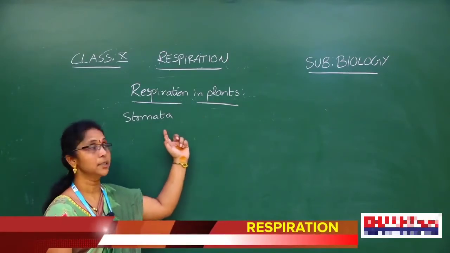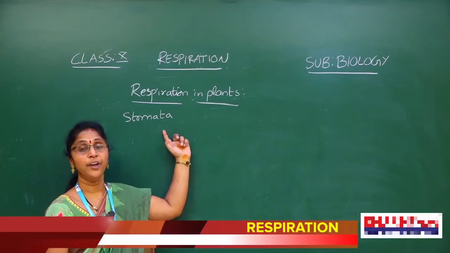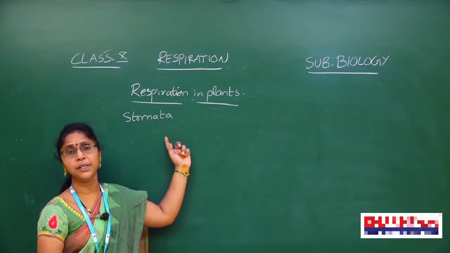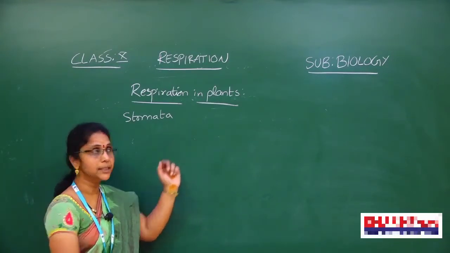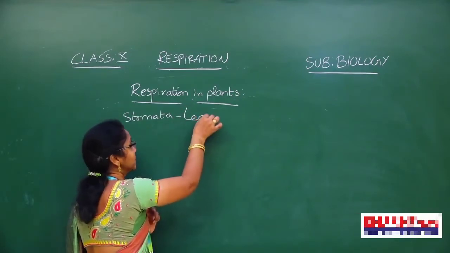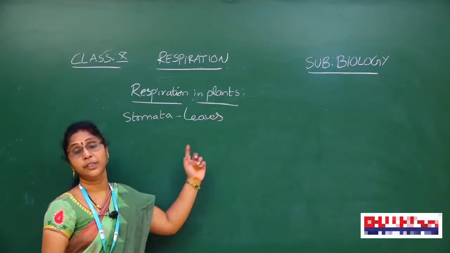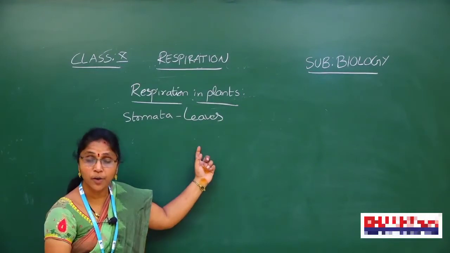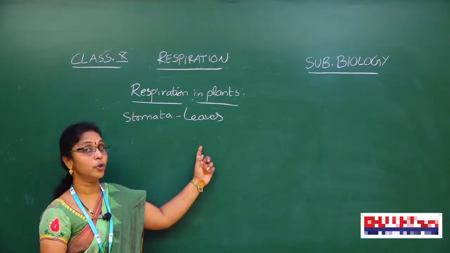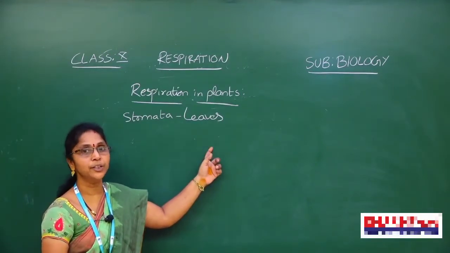Organs in plants? Stomata. Where can we find the stomata? The stomata are present in leaves. Children, we know that. What are the functions of leaves? They perform photosynthesis.